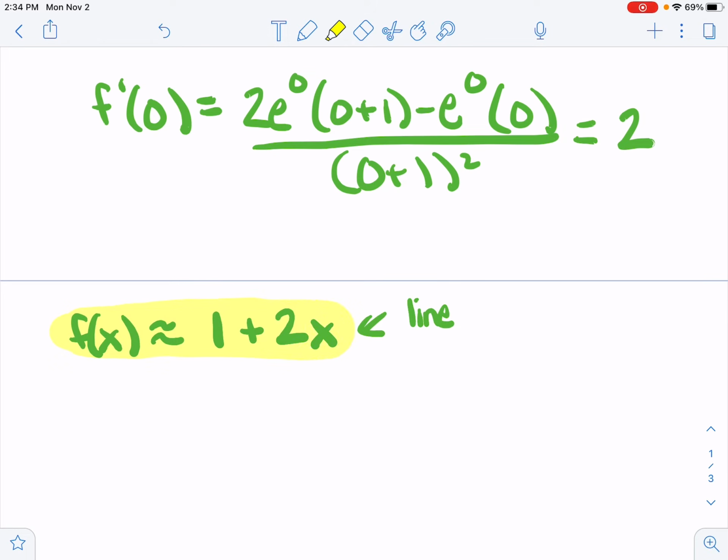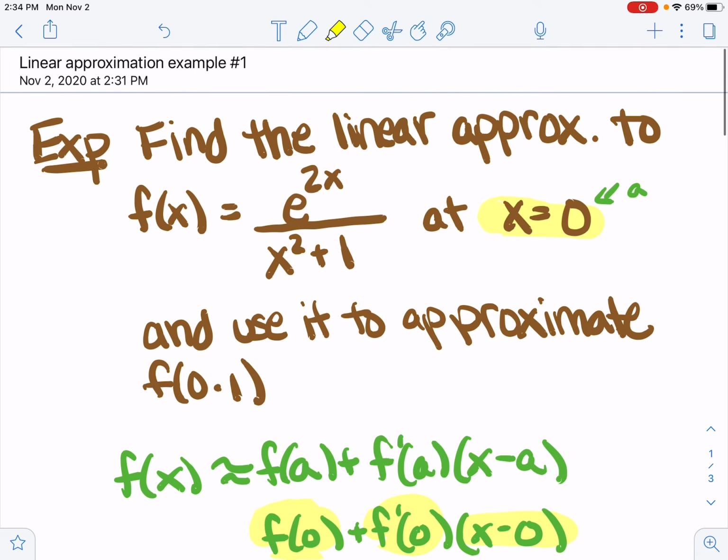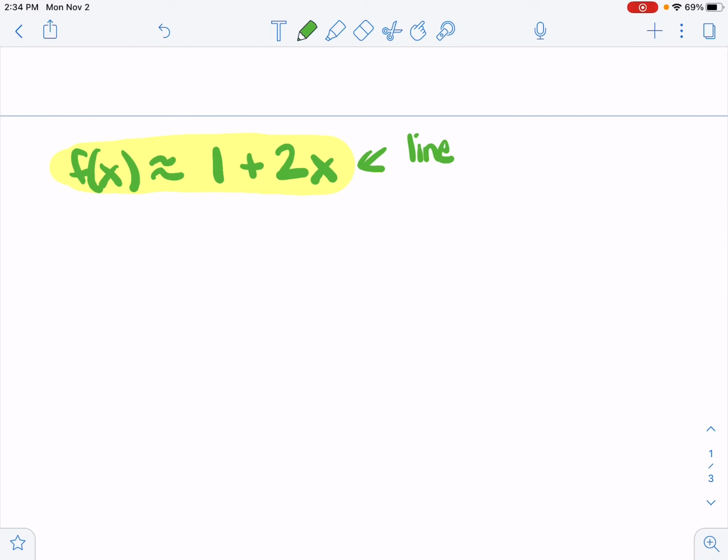That's a nice, easy function to deal with, and that's the advantage here. Our original function is ugly and messy, and we don't want to deal with it. But near 0, our original function can be approximated with this guy, which is a pretty friendly little function. Not bad at all.